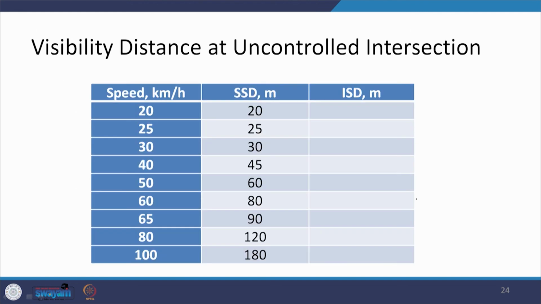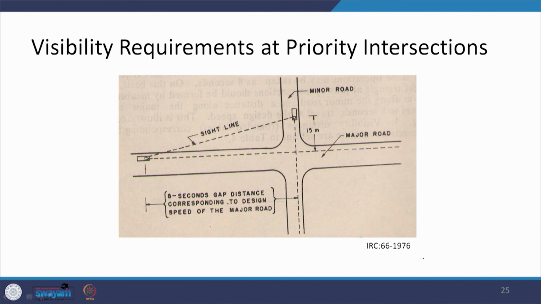So, the visibility distances at uncontrolled intersections are given in terms of SSD. You know the relationship between ISD and SSD, and based on that I leave it to you to fill in the values so as to get an idea. This is a case of a priority intersection, and in a priority intersection there is a minor road. On the minor road, the minimum distance needed for visibility is 15 meters, and on the major road it is the distance traveled in 8 seconds. We discussed that the 8 seconds is related to stopping the vehicle, looking for the opportunity, accelerating and crossing to the other side.